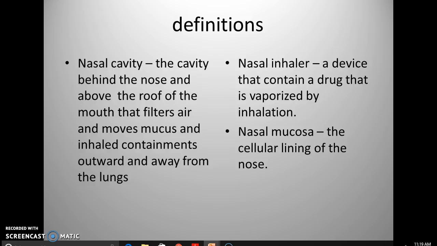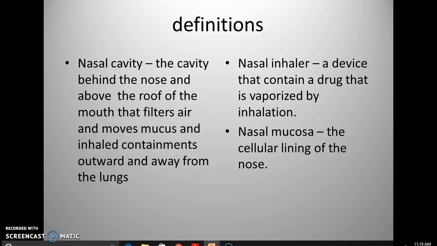Okay, so let's look at some definitions that will help us to get a better understanding of what we're talking about in relationship to intranasal formulations. First of all, since we're talking about intranasal formulation, what are we talking about? We're talking about the nasal cavity.